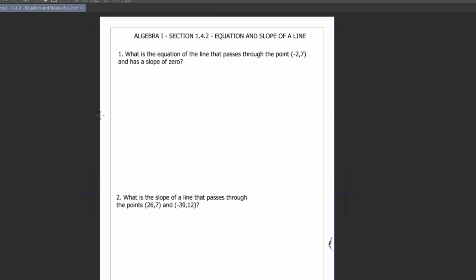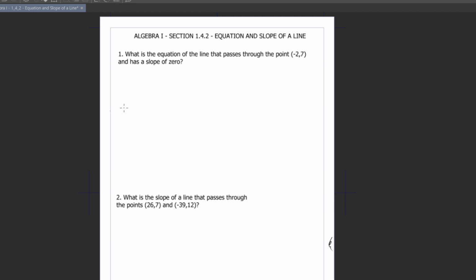So today we are going to review Algebra 1, Section 1.4.2, Equation and Slope of a Line. This is basically just finding out the slope of a line given points, given a table, whatever it may be. So let's go ahead and step into it.